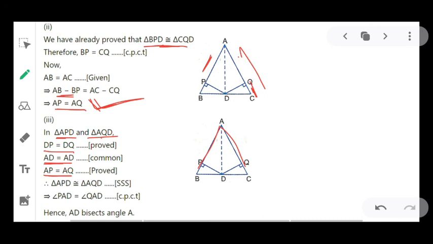Okay, so triangle APD is congruent to triangle AQD by the SSS axiom of congruency. So if triangle APD is congruent to triangle AQD, then we can say these angles equal their corresponding angles. So angle PAD equals angle QAD by CPCT. Hence, if these two angles are equal, then you can say AD bisects angle A. Clear?